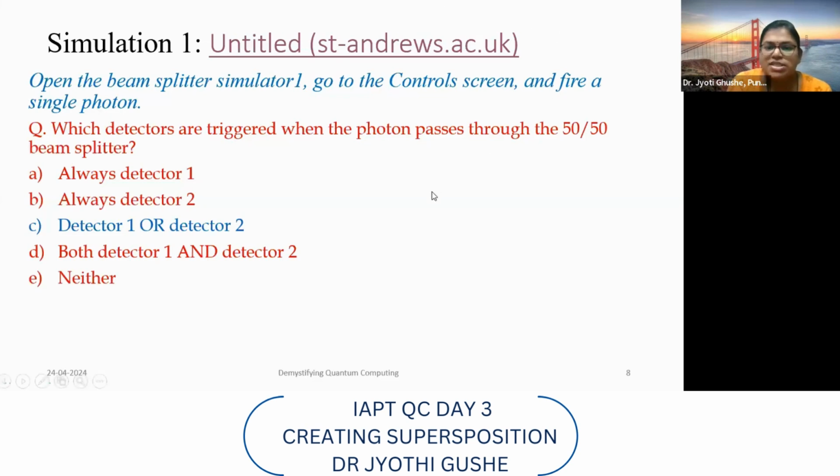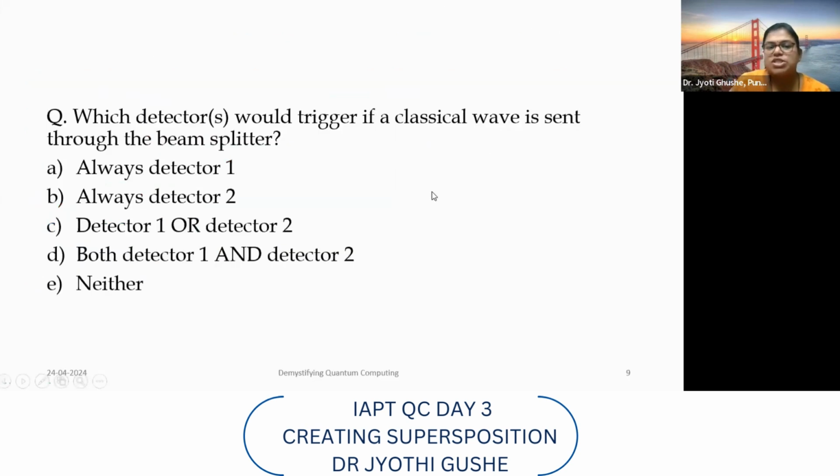Now, with the same simulation, which detectors would trigger if a classical wave is sent through the beam splitter? Imagine in the same simulation. Initially, I was talking about the photon and you could see that it is detected either in detector 1 or detector 2. Now, if I imagine it as a light wave, we have talked of both pictures, light as a wave, light as a particle.